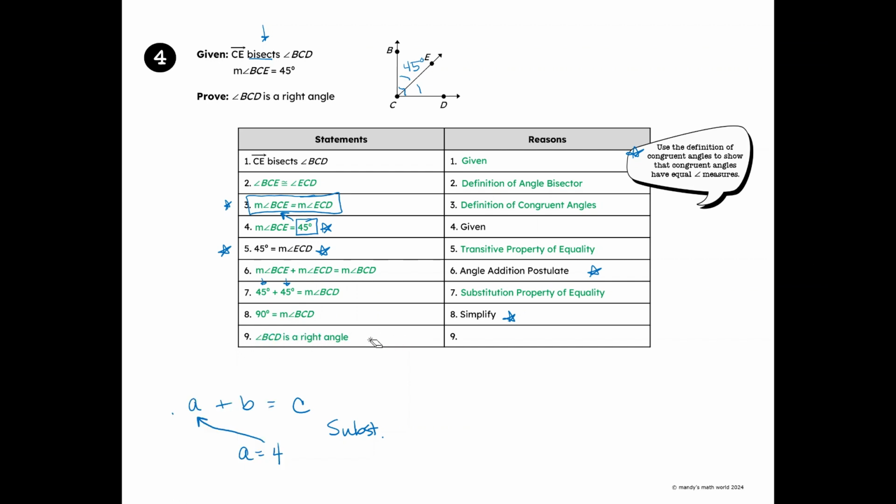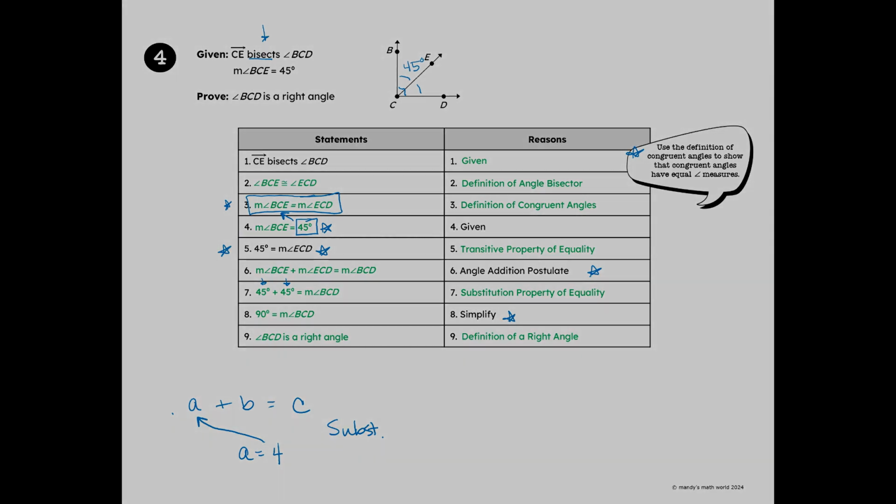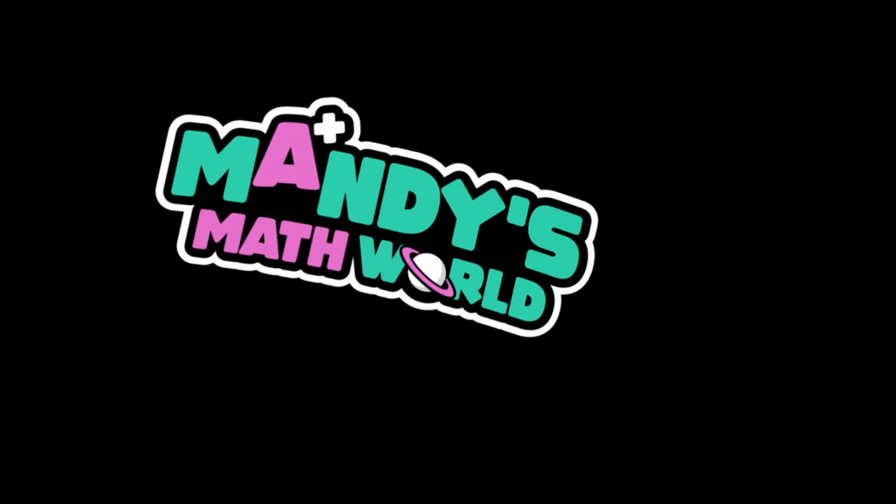Whoops, I've already clicked it. We can then say that if the entire angle is 90 degrees, then angle BCD, the entire angle, is a right angle by the definition of a right angle. That concludes your day one notes over geometric proofs involving angles. I hope it was helpful.